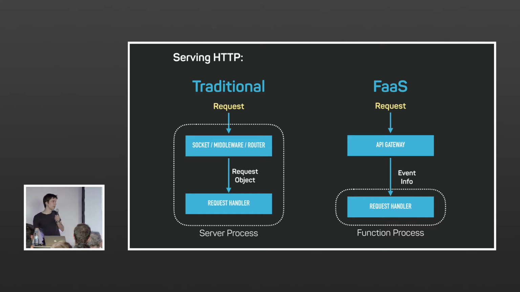Now, on FaaS, it's a little different. Generally, if you're building an HTTP service, you would use something like the API gateway, which receives your request. It's responsible for transforming that request and passes serialized information into your handler. Now, the function process can be pretty simple, as we saw. It could just be a simple main function.